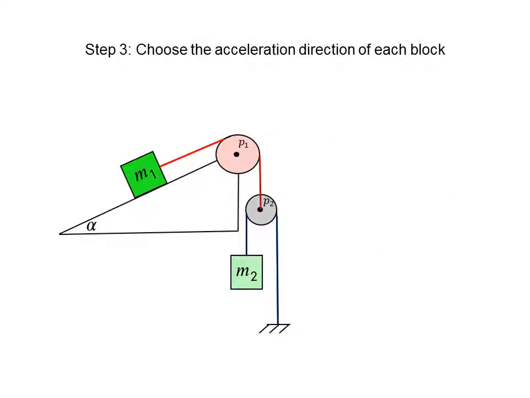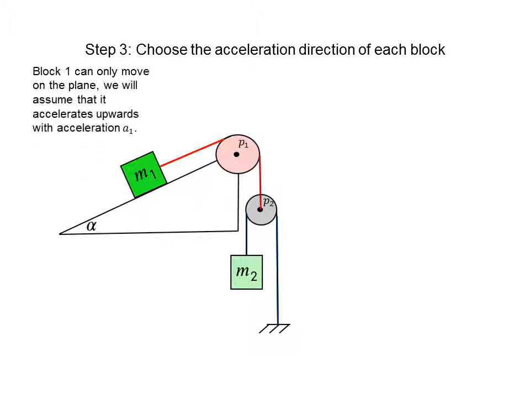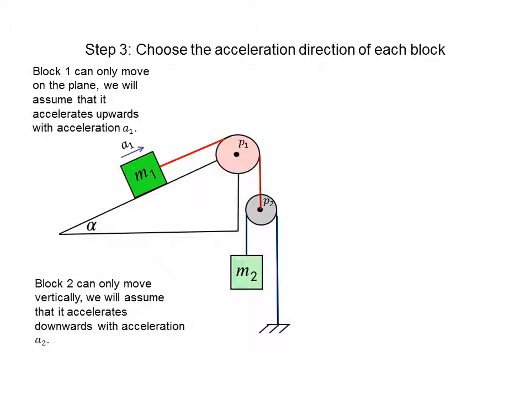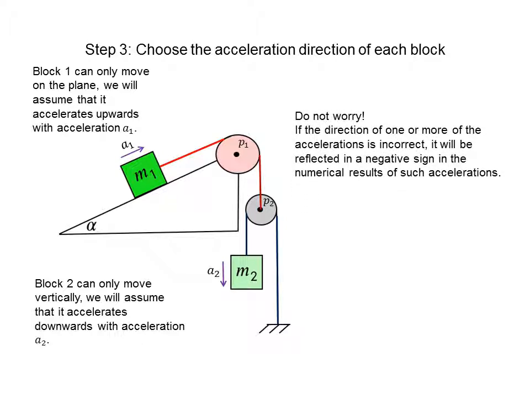Step 3. Choose the acceleration direction of each block. Block 1 can only move on the plane. We will assume that it accelerates upwards with acceleration A1. Block 2 can only move vertically. We will assume that it accelerates downwards with acceleration A2. Do not worry. If the direction of one or more of the accelerations is incorrect, it will be reflected in a negative sign in the numerical results of such accelerations.